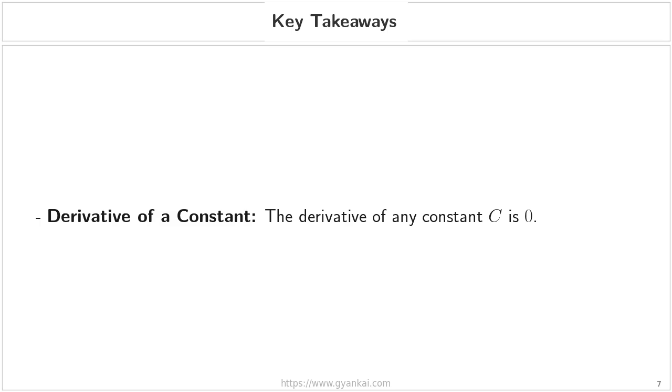Okay, let's recap the key ideas we've covered regarding integration and antiderivatives. This slide, titled Key Takeaways, summarizes the most important points for you to remember. First, let's revisit what happens when we differentiate a constant. It states, derivative of a constant. The derivative of any constant, which we represent as c, is always 0. Remember, a constant is just a number, and the rate of change of a number is always 0. So, no matter what constant value we have, its derivative will always be 0.